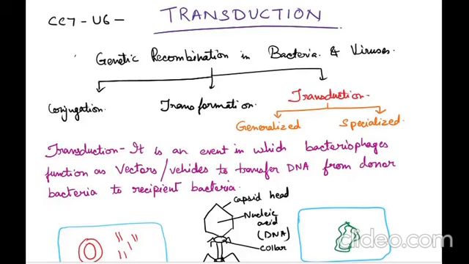So continuing with genetic recombination in bacteria and viruses. There are three types by which genetic recombination can be done: conjugation, transformation, and transduction. In this video, I'll be talking about transduction. Now, transduction can be of two types. One is generalized, another one is specialized.